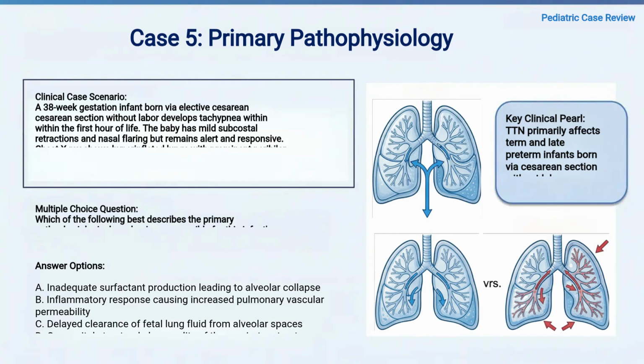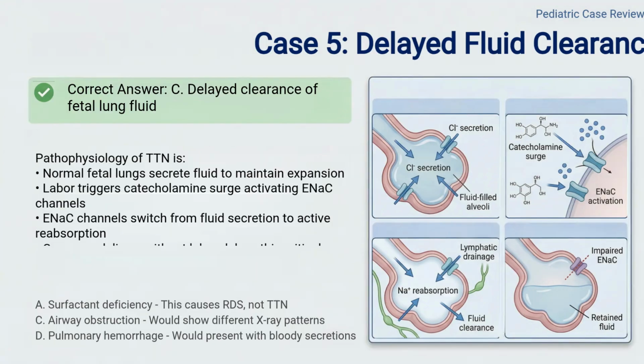Option A, inadequate surfactant production leading to alveolar collapse. Option B, inflammatory response causing increased pulmonary vascular permeability. Option C, delayed clearance of fetal lung fluid from alveolar spaces. Option D, congenital structural abnormality of the respiratory tract. The correct answer is option C, delayed clearance of fetal lung fluid from alveolar spaces.